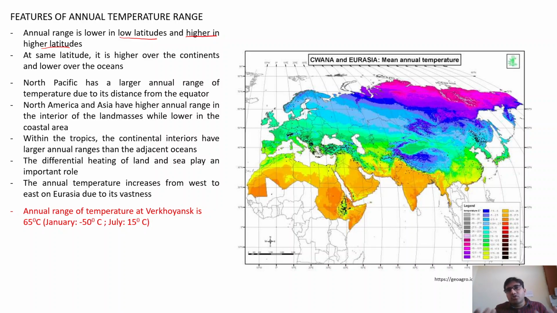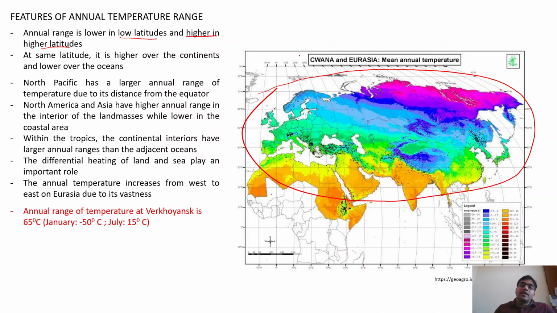Why does this happen? Because of the differential heating of land and sea due to their specific heat capacity. Now, Eurasia is the landmass which has very high annual temperature range because you see the extent, how vast it is. Due to its vastness, as we go from west to east, the annual temperature range increases because now slowly we are going far from the water bodies. So the maritime climate over there will be reduced.